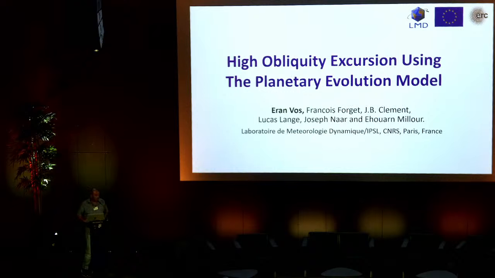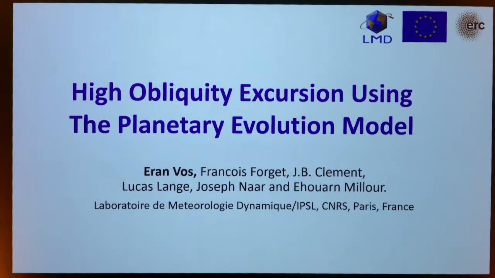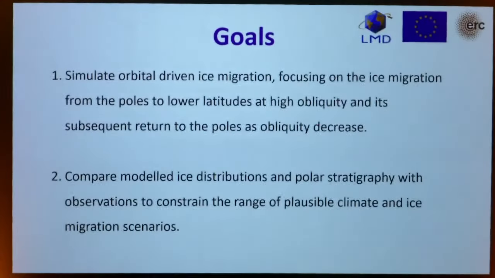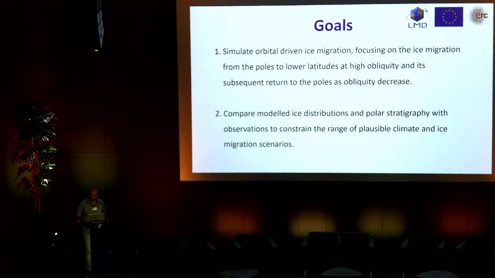Thanks. So this is actually a continuation of JB's presentation. I'm going to talk about high obliquity excursions using the planetary evolution model. It's work we have done in our LMD team in the Mars Through Time ERC. The goal is basically to be able to simulate the orbital-driven ice migration from the poles to the mid and low latitudes as obliquity increases, but also the subsequent return of the ice to the poles as obliquity decreases.